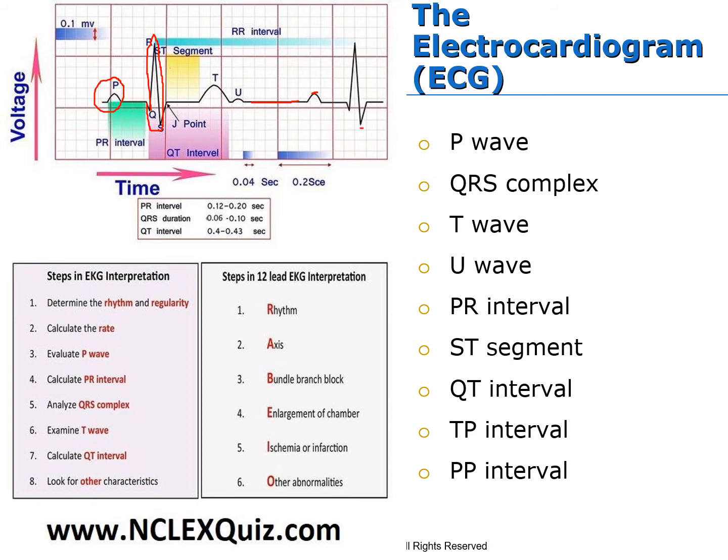The Q wave itself is the first negative deflection after the P wave. The R is the first positive deflection after the P wave. And then the S is the first negative deflection after the R wave.